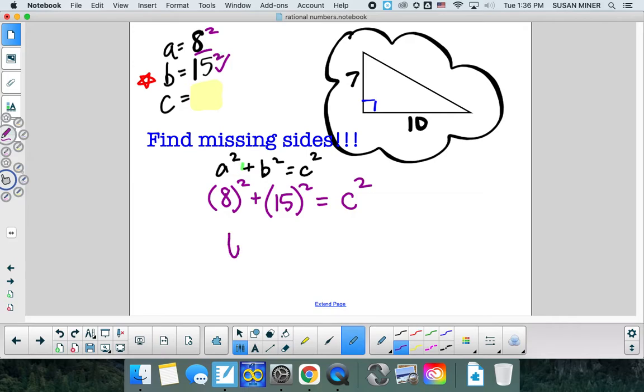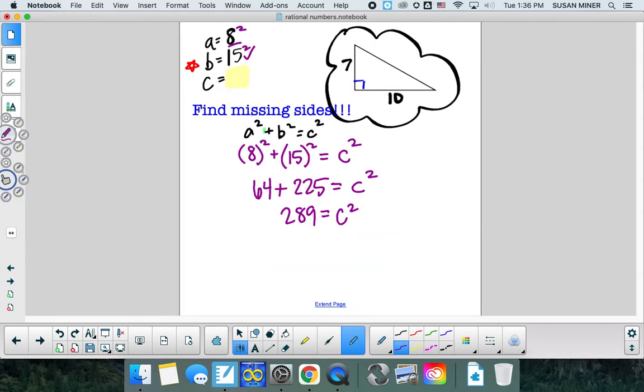A squared is 64. And B squared is 15 squared. I can't remember what that is. 225, I think. I'm going to just check real quick on my calculator. 15 squared. Yep, 225. And so I want to add those together. That equals C squared, right? So 64 plus 225 is equal to 289. That equals C squared.